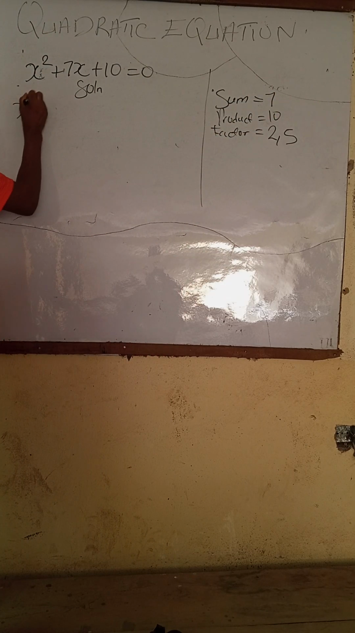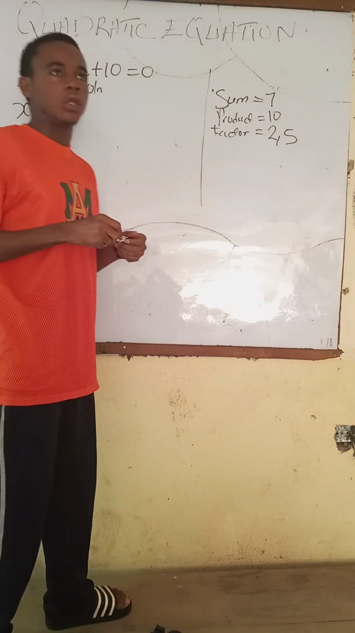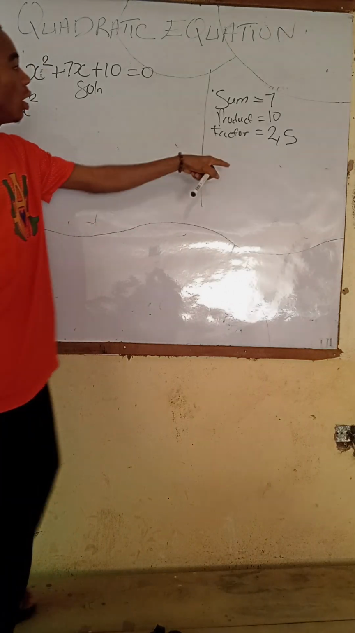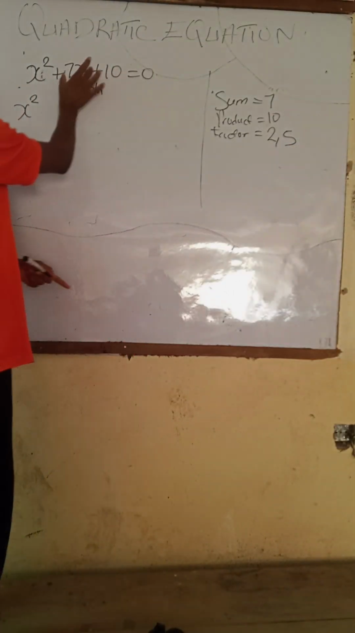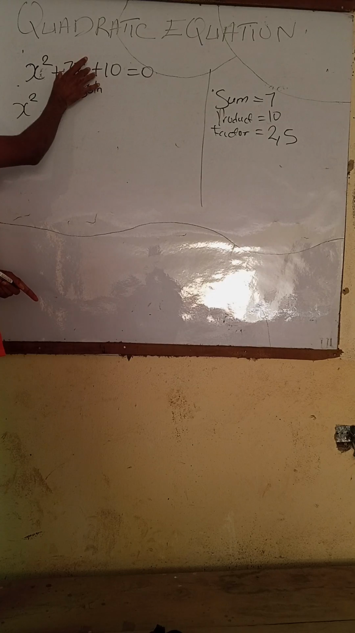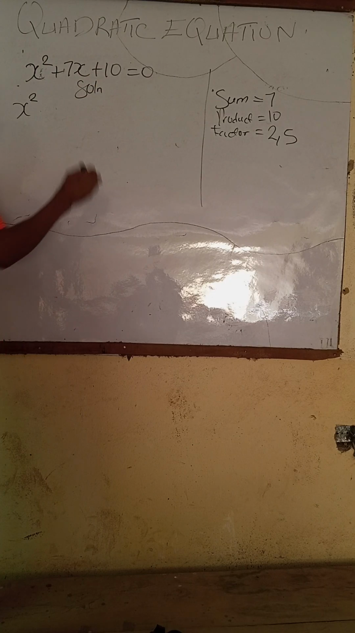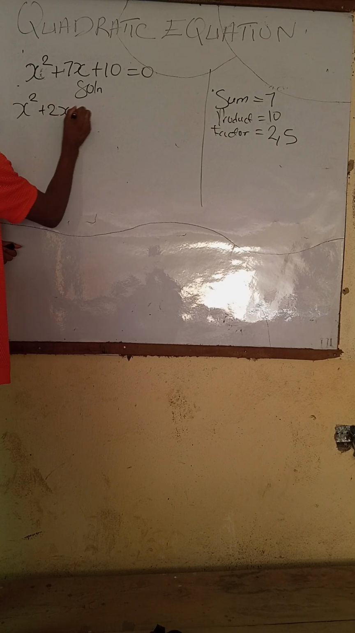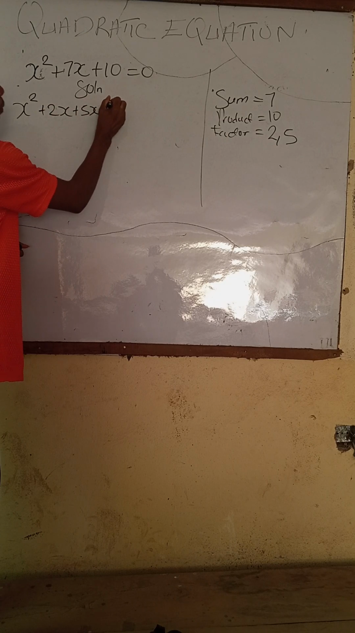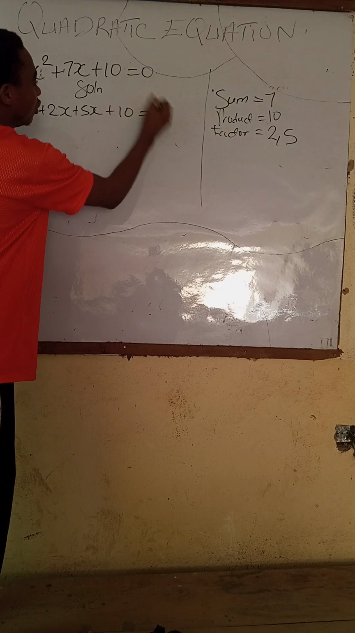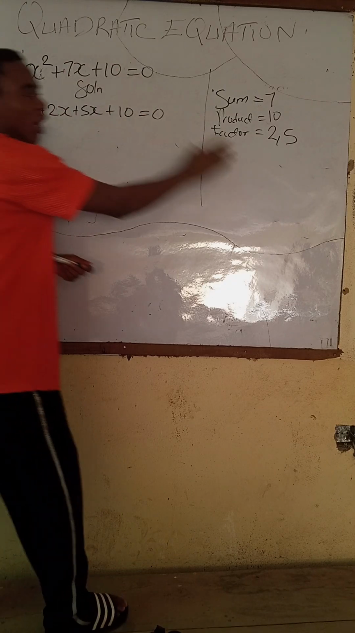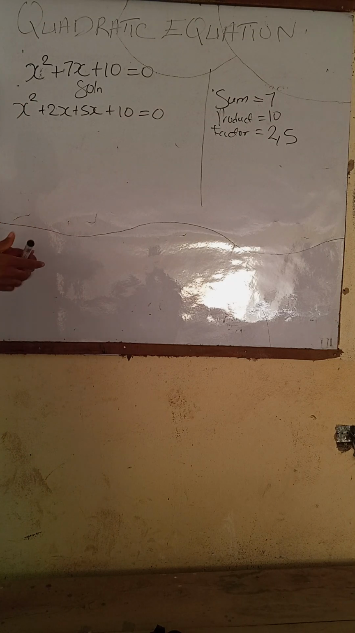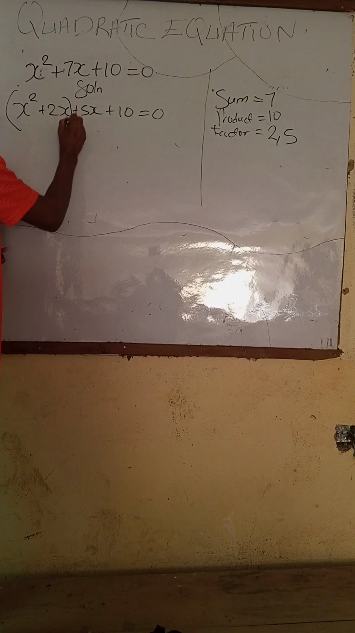We have x squared. Now that you have gotten the factors, the next thing you do is to put these factors in place of the 7x. You can start with either 5 or 2. You can say plus 2x plus 5x plus the constant equals 0. You have removed the 7x and replaced it with 2x and 5x. Now you go by grouping.